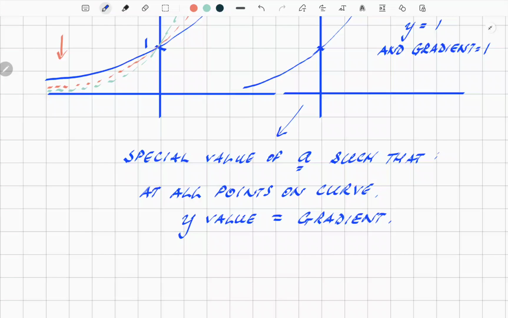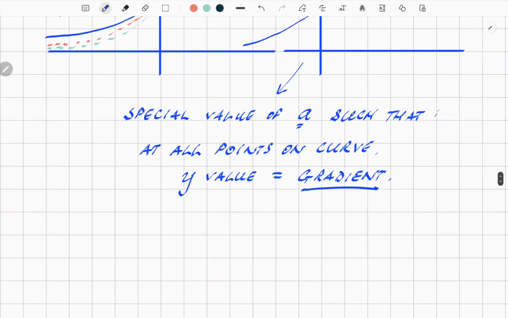So effectively what that means is, at all points, the y value of that point, the y coordinate, and the steepness of the slope are always the same. And if you put it in calculus terms, because you've done the basic differentiation, that effectively means that dy by dx equals y for all x. That is a very special relationship.